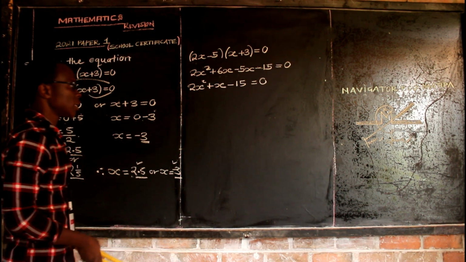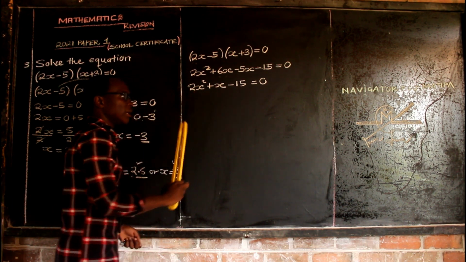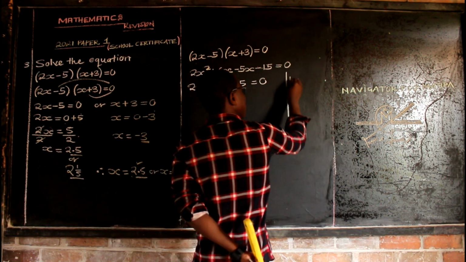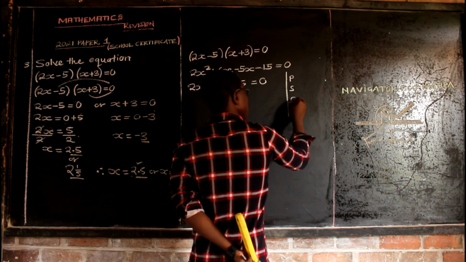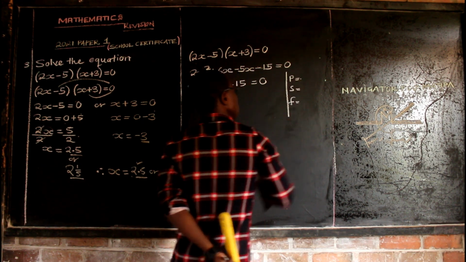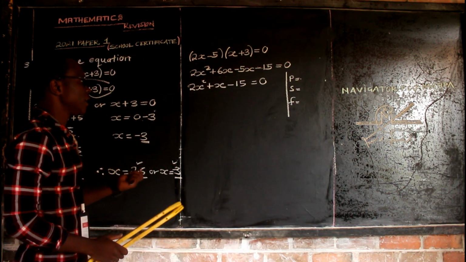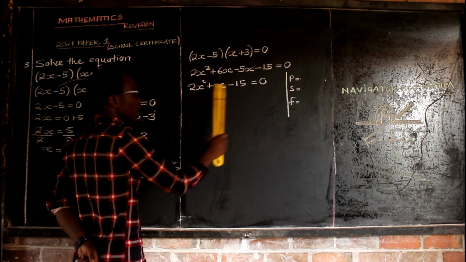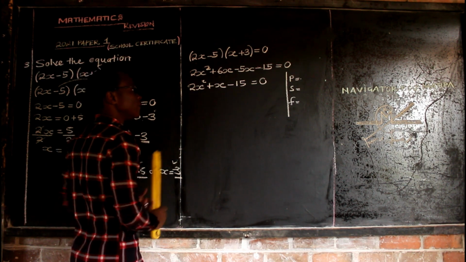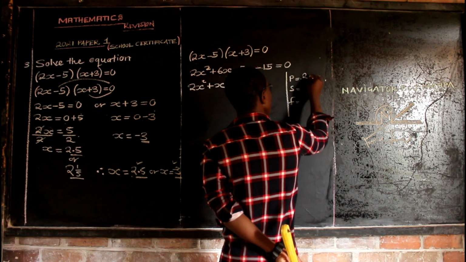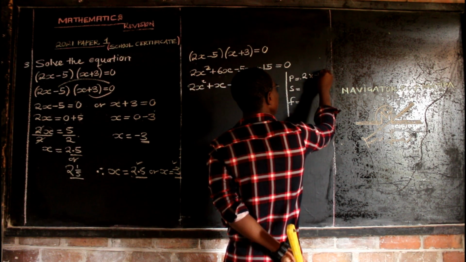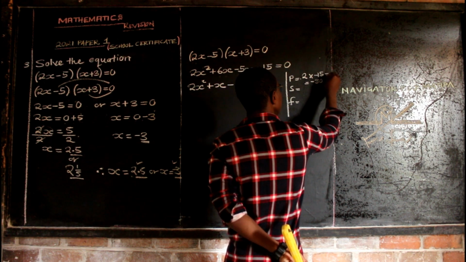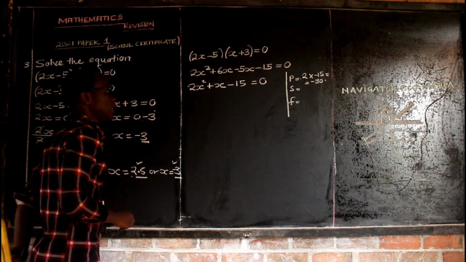Okay? So what we are going to do is we are going to solve this equation by means of factorizing. Okay? How are we going to factorize? We are going to seek for the product, the sum and the factors. Okay? Yes. So now, how to find the product? Finding the product, just multiply the first coefficient by the last number this side. So you just say 2 times negative 15. What do you get? You get negative 30. Okay?